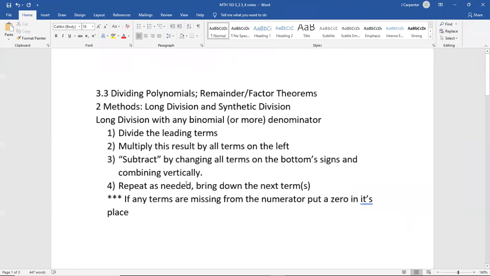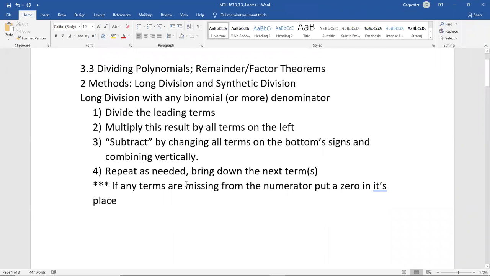So 3.3 is all about dividing polynomials. We're going to give you 2 different techniques for dividing polynomials. We're going to give you the traditional division method, which is something that you should have seen in one of your prerequisite classes in Algebra 2 or in MDE, as we call it now, or Math 5 through 9. We cover that long division.